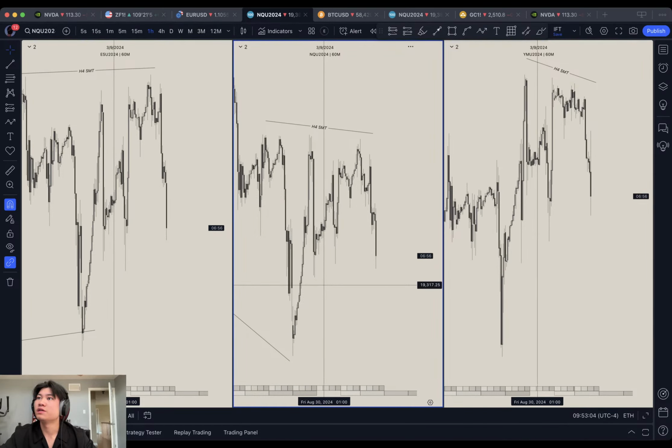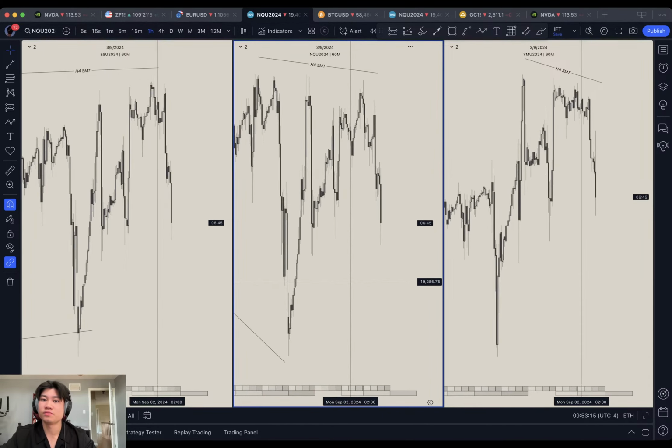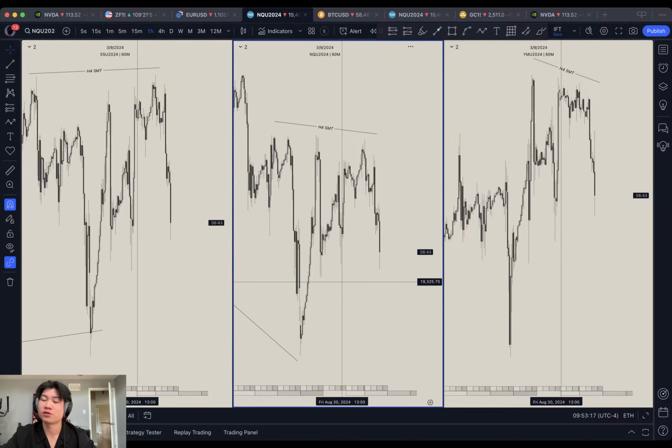Which news data candles do you consider for SMT? All of them. But mainly, I like to use CPI, NFP, and FOMC. Those are the big three because those are very large volatility injections. The majority of the time when you have SMT with those three candles mainly, you'll see good setups form.